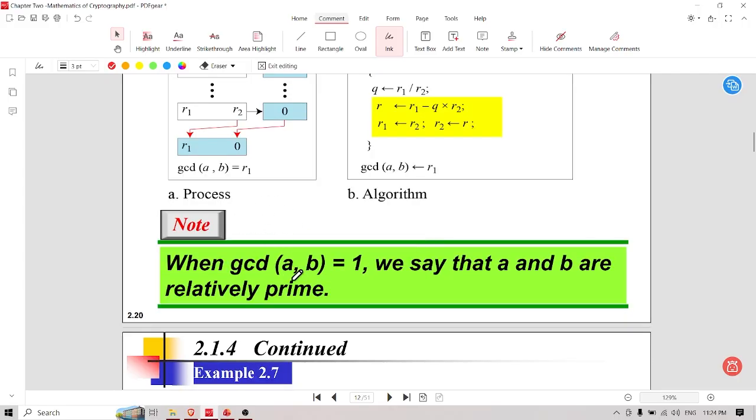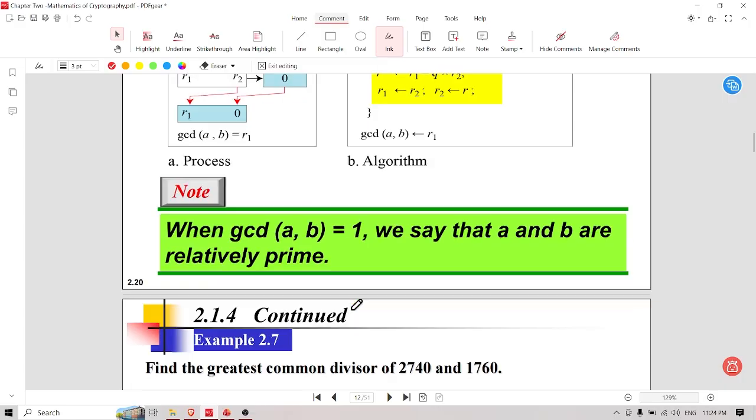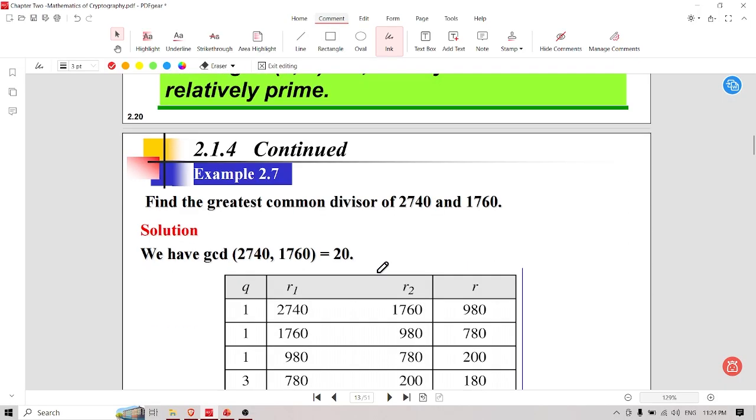Now the note: when the GCD of a and b is equal to 1, we say that a and b are relatively prime. So take care of relatively prime when they are equal to 1. We will use it in the other parts of the slides. Now let's have the example in here. Find the greatest common divisor, the GCD, for these two large numbers.